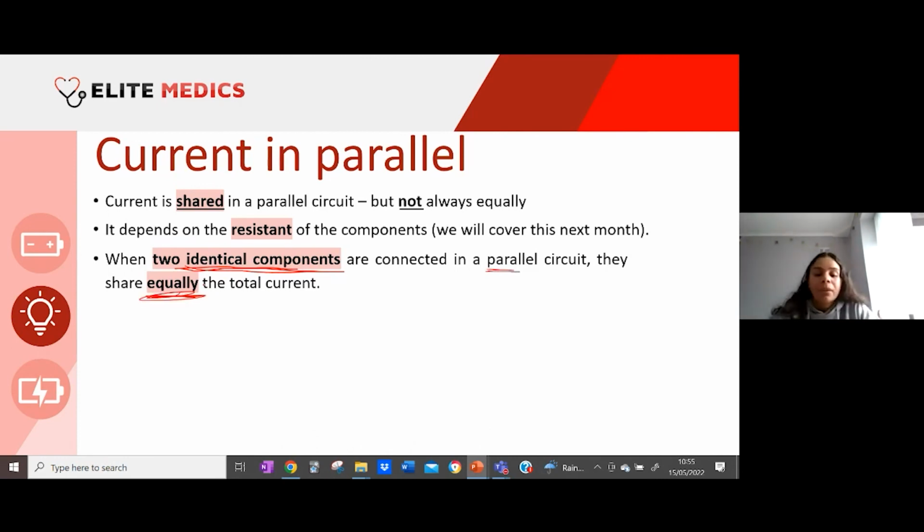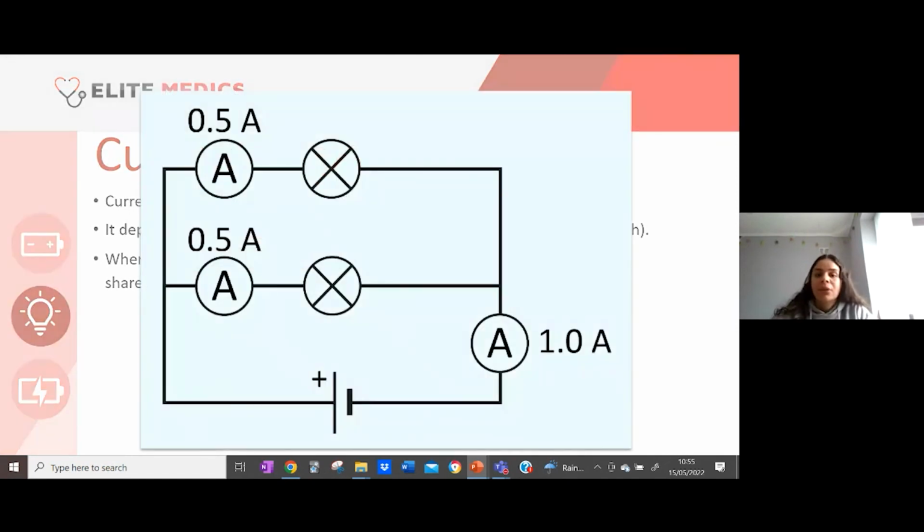So in an exam, always look for them to say that the components are identical. They usually will if they are, and sometimes that's a trick question, and it can make you lose some easy marks. So let them tell you something is identical rather than assuming. But here we can see we've got two lamps that appear identical. They are sharing the current equally. Okay, and the total current in the circuit is 1 amp, which is divided by 2.